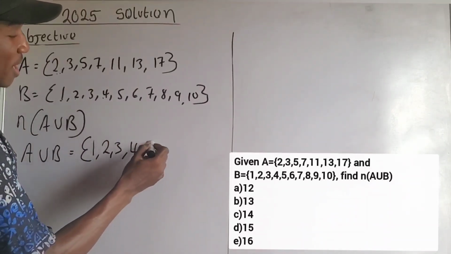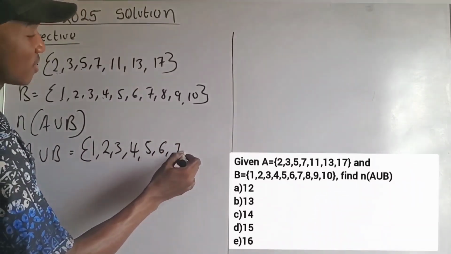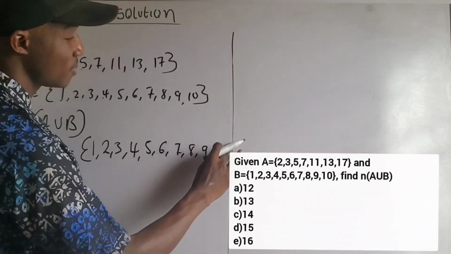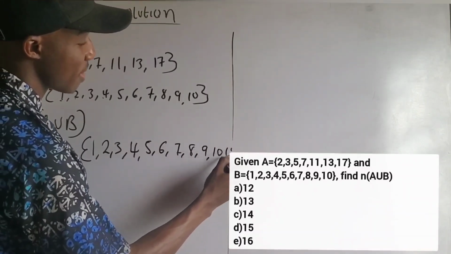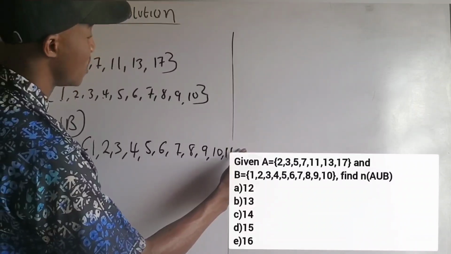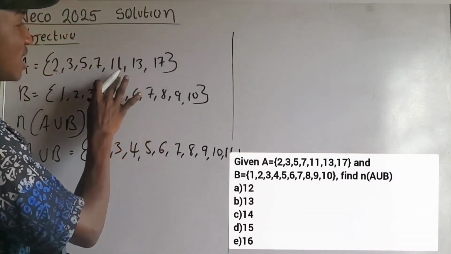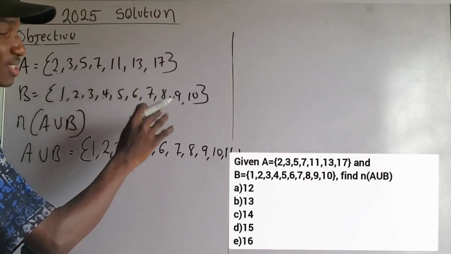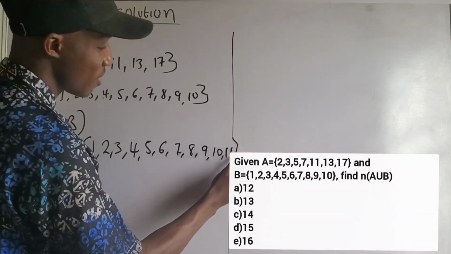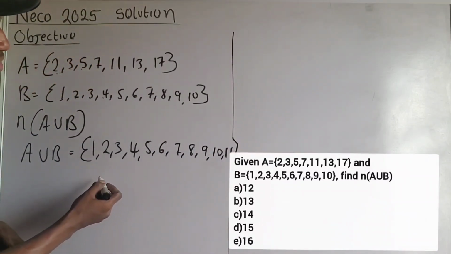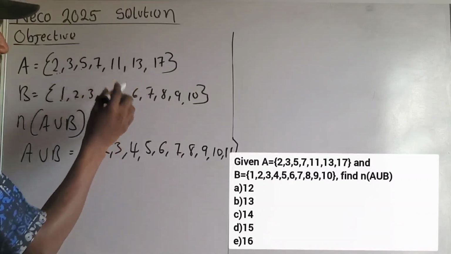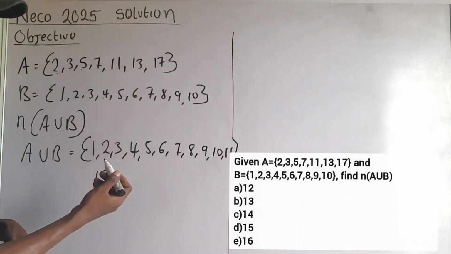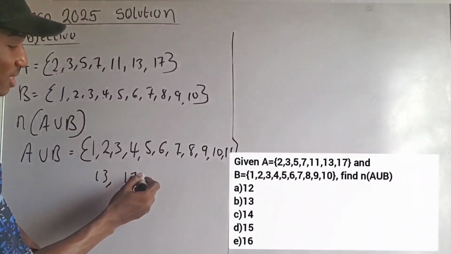5 is part, 6 is part, 7 is part, 8 is part, 9 is part, 10 is part, 11 is part. 12 is not part, because 12 cannot be found in any of the sets. What of 13? 13 is here, so I'm going to have 13. What of 14? 14 is not there. 15 is not there, 16 is not there. 17 is there, so I'm going to have 17 here.